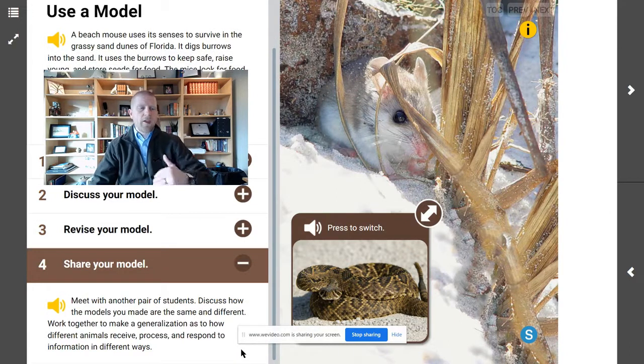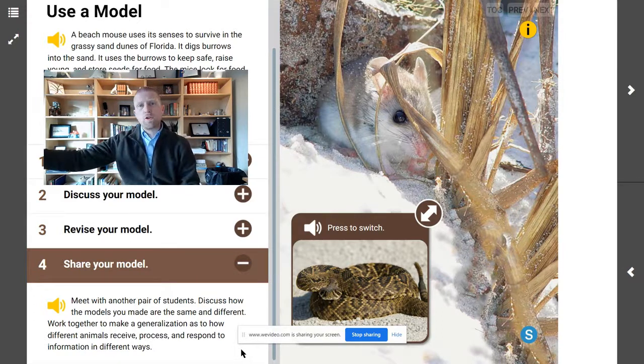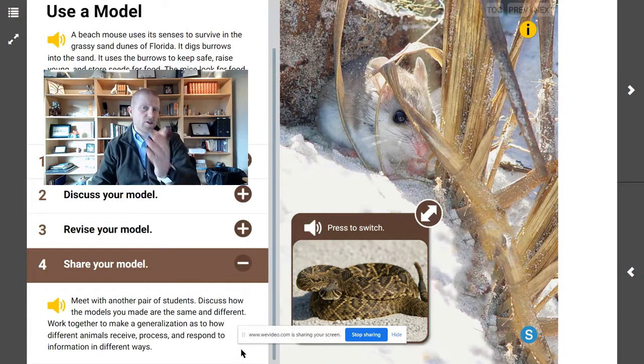All right, and then the last step is after you have created your model, you're going to share your model. And again, in your particular situation, this might look very different, but you will need to share your model. It might be you're sharing with the same person who helped you revise, and it might be that you're sharing with somebody totally new and different. It might be that you're just sharing with your teacher, but you need to be prepared to discuss how the models you made are the same and different, especially when you're talking with a classmate. Maybe their models are very different than what you created.